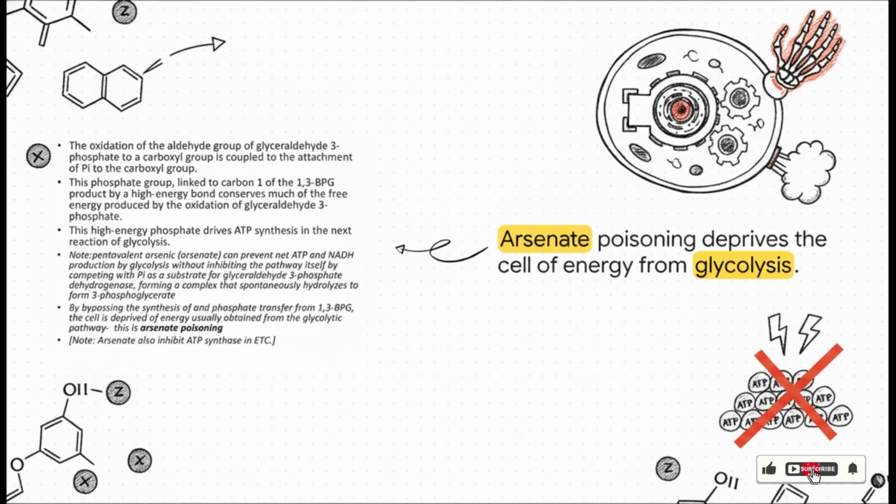The cell is utterly deprived of the energy it was supposed to harvest, and that right there is exactly why arsenate poisoning is lethal. It doesn't stop glycolysis from running. Instead, it maliciously shorts out the energy harvest, basically leaving the cell to starve while the engine is still spinning.